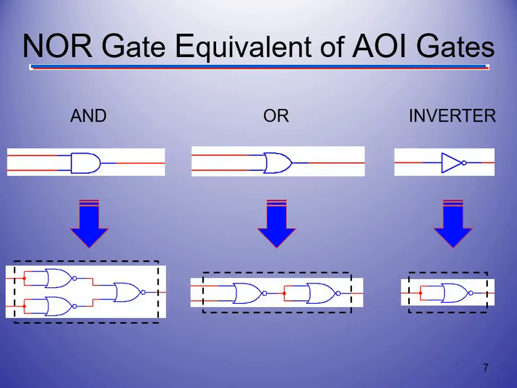So in translation, you need to make sure that these are in your notes. Okay, what an AND gate looks like in terms of NORs, what an OR gate looks like in terms of NORs, and what an inverter looks like in terms of NORs. So we will do circuit replacement here in a little bit.